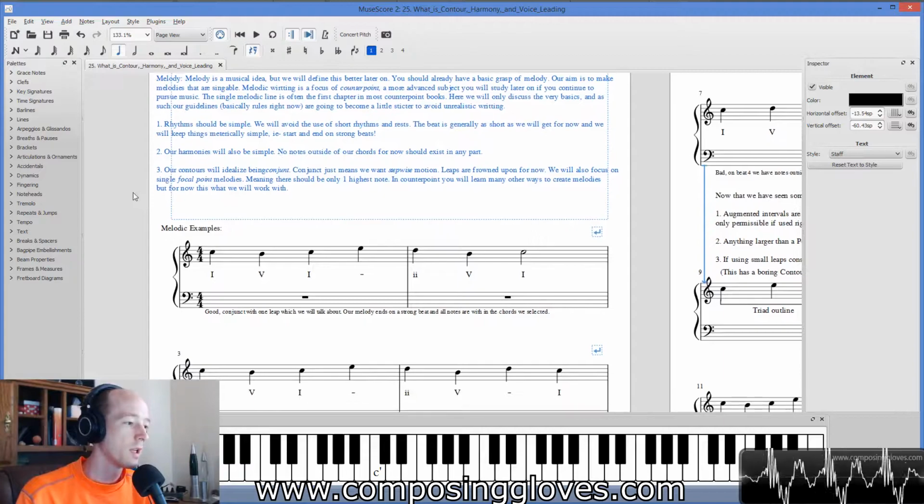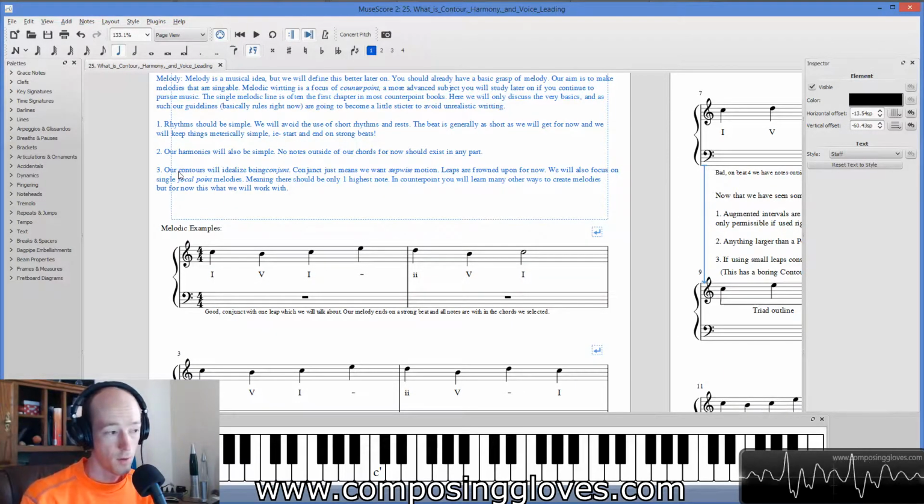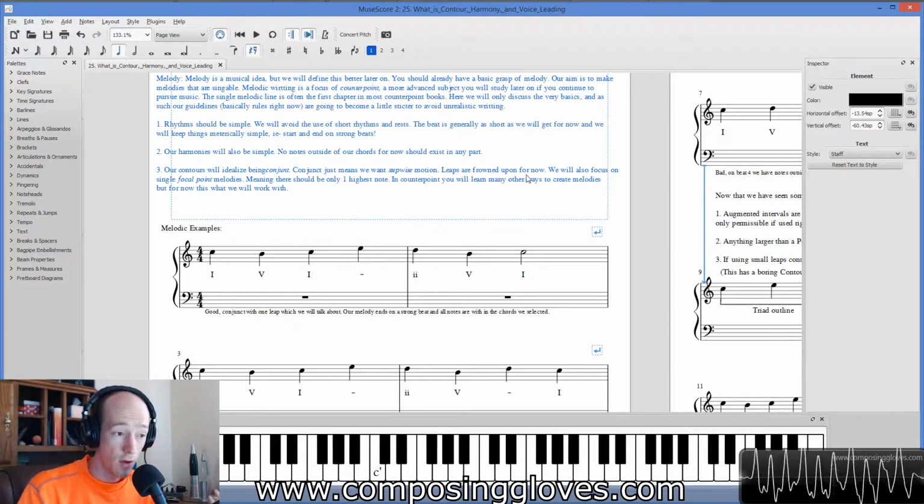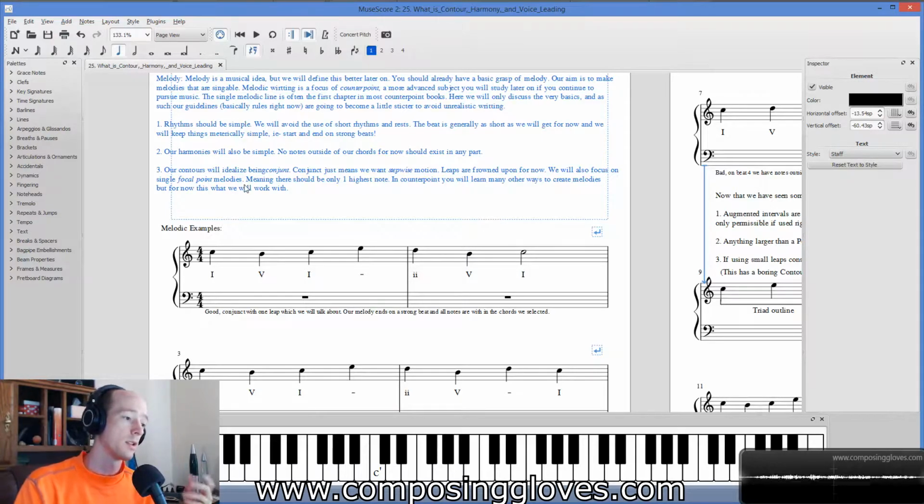And then finally, there are contours. So remember, contour is the shape of our melody. We'll idealize being conjunct. So what does conjunct mean? It means stepwise. Oh, I even say that right there. So right now, leaps are frowned upon. We will focus on single focal point melodies. Let me just stop a sec before I move on to that next sentence. So conjunct, stepwise, meaning your melodies should do something like this.